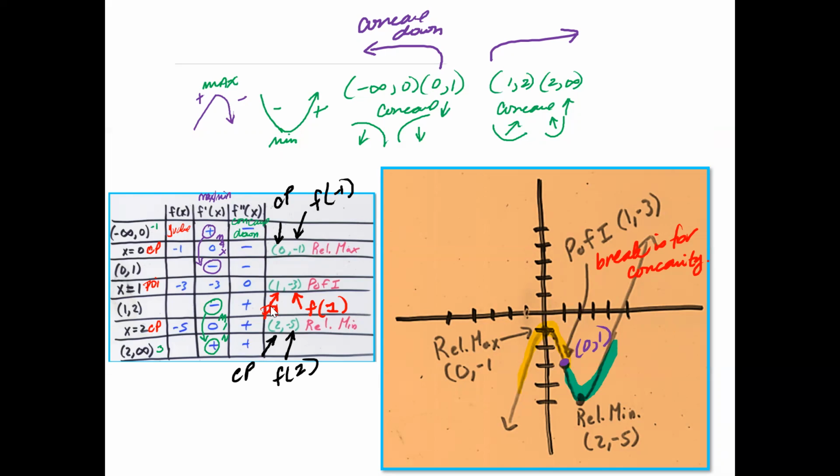And then your point of inflection is at (1, -3), right here. That's good to have because if you look at it, this is where the break is, okay? The change of concavity. Everything on the left side of negative 1 is concave down. Everything on the right side of negative 1 is concave up. And so this is how you will go about graphing it.